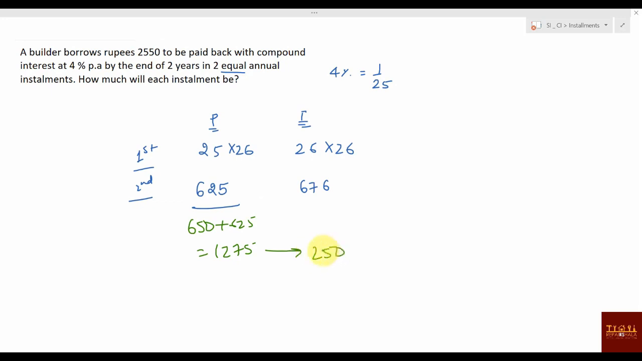2550. So you can say one value is given as 2. If one value is given as 2, what are they asking? Each installment is what? 676. So 676 into 2. Right? Clear, right? What is this value? 1200 plus 140 plus 12. So 1352 will be your value for installment. Clear?